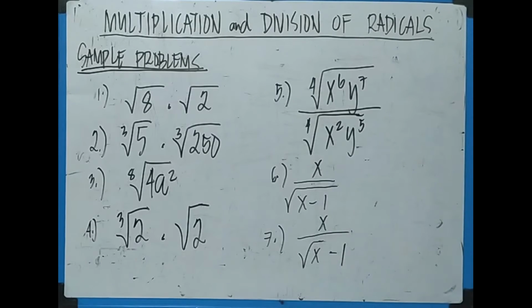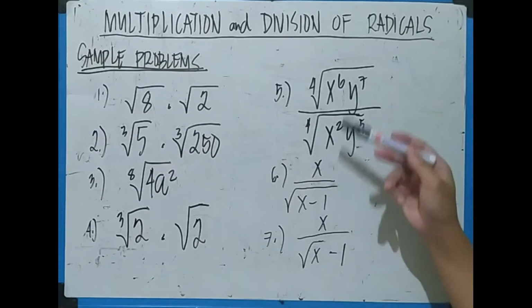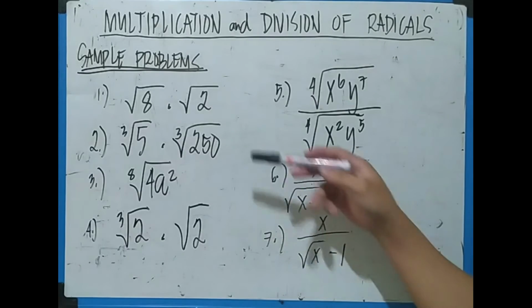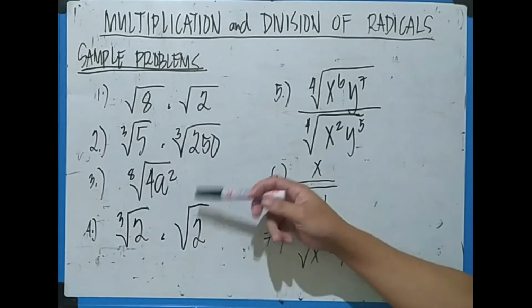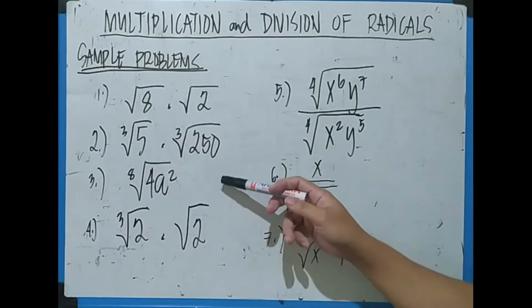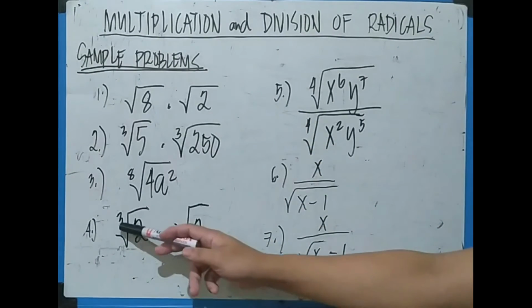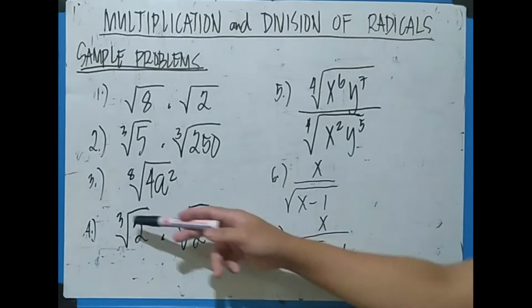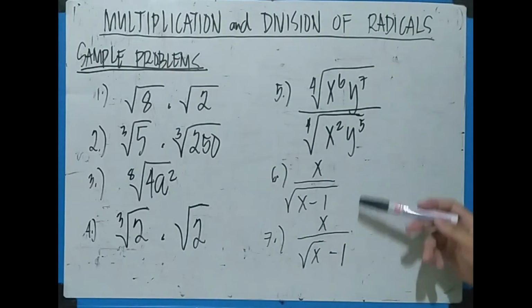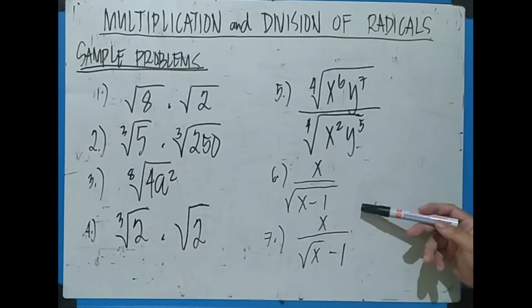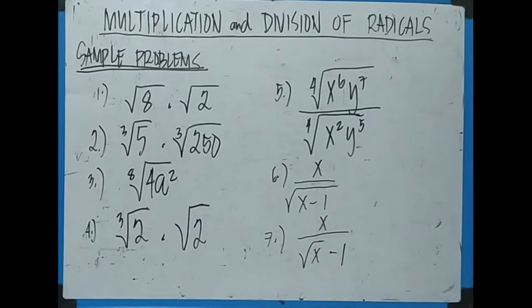kadali. Okay? So, I have here 1, 2, 3, 4, 5, 6, 7. Okay, kung mapapansin niyo guys, there are also several examples na kung saan may magkaparehang indices at meron din naman pong hindi magkaparehas. Also, meron din tayong division here, so 5, 6, and 7. Okay guys, so let's start.